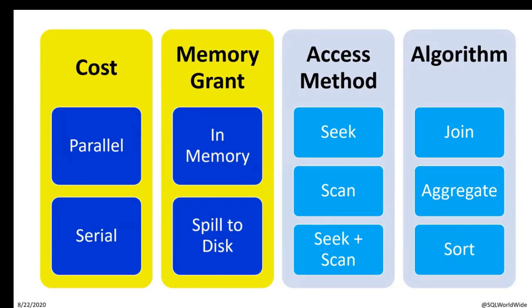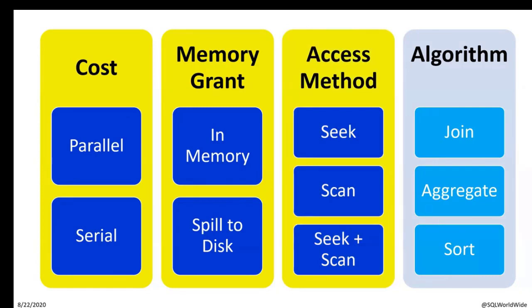Memory grant can get affected. Say I needed 10 meg of memory, but I only got allocated 1 meg. What happens now? My sort, instead of being done in memory, is going to happen in tempdb. So now I'm going to the disk. I'm writing all this data to disk, sorting it, and then reading it back to memory. So you are comparing microseconds versus milliseconds. Now your query is again slow.